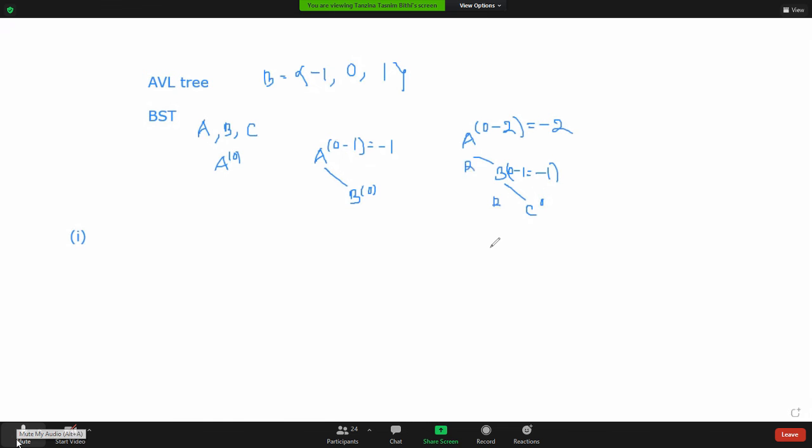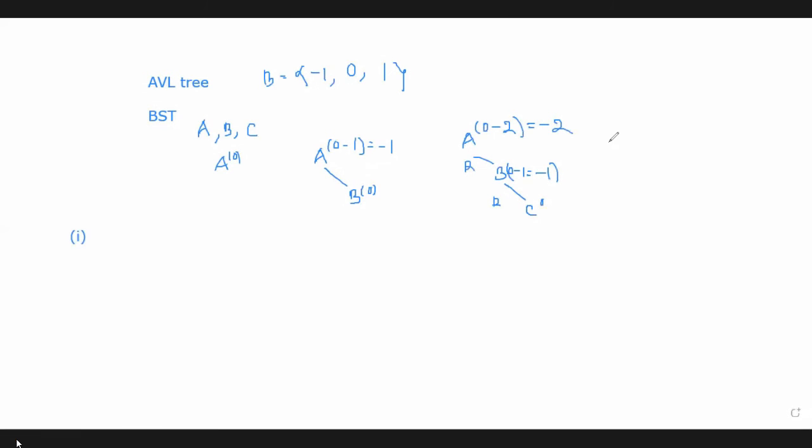Or when we want to store some data in ascending order, at that time we always have to store the data in the right subtree. So suppose the next data is D, we'll add it in the right subtree of C. When all the data elements are inserted in this way, that tree is called a right skewed tree. What is the name of this tree? Right skewed tree.